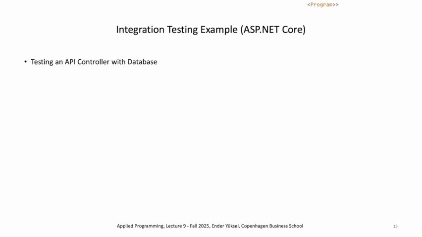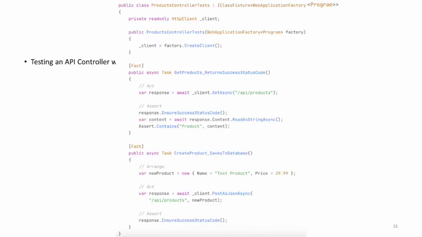This is a real-world integration testing example for ASP.NET Core. It's more complex than unit testing, but let me break it down step by step. We are using Web Application Factory, which is a powerful tool that comes with ASP.NET Core. It creates an in-memory version of your entire web application for testing.